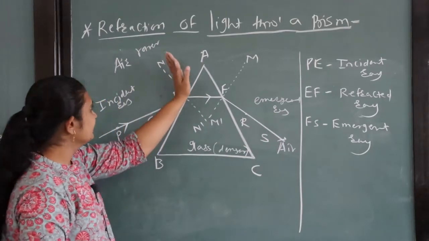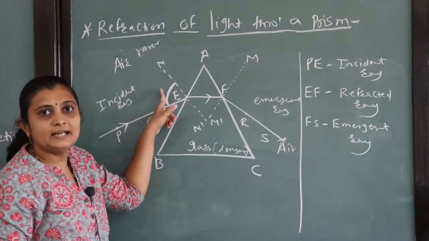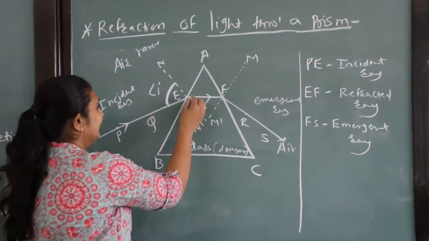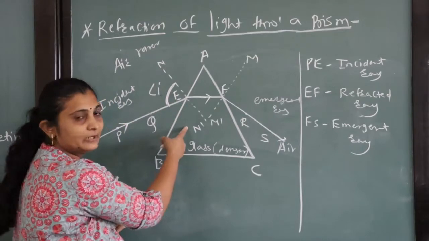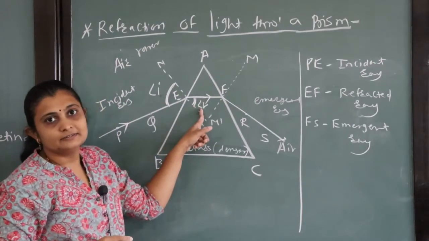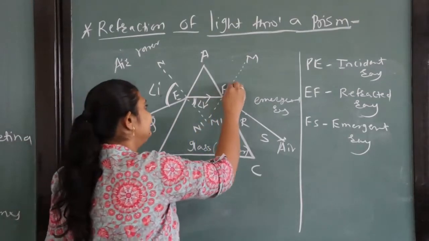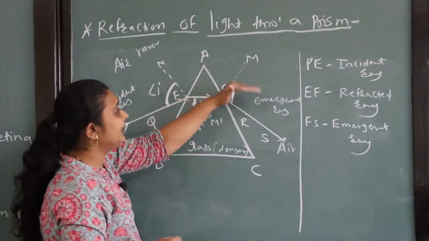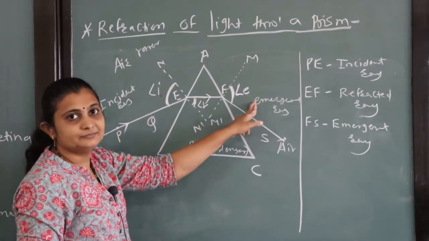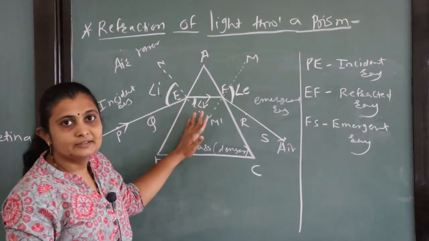Now the angle between the normal and the incident ray, that is the angle I, angle of incidence. The angle between the refracted ray and again the normal is called the angle of refraction R. Angle R is the angle of refraction, angle I is the angle of incidence. And the angle between the normal and the emergent ray is the angle E, angle of emergence. Understood?